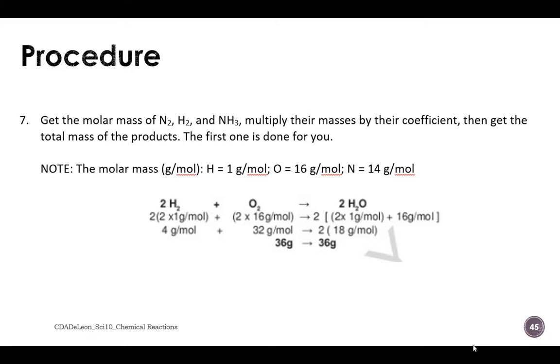So note, the molar mass, grams per mole, is: hydrogen with 1 gram per mole, oxygen is 16 grams per mole, and nitrogen has 14 grams per mole.